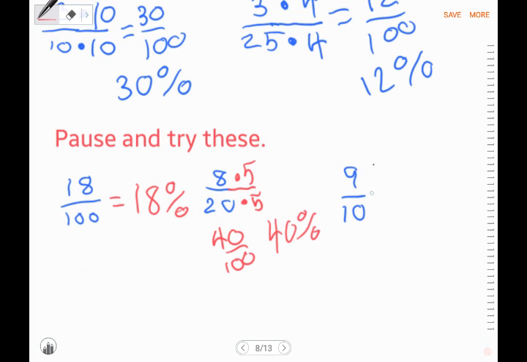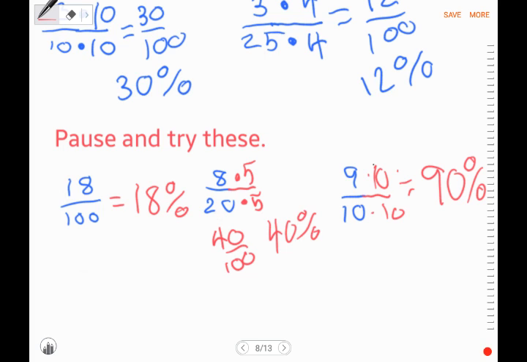Okay, 9 tenths. 10 times what gives me 100? 10 times 10, right? So here we're going to get 90 hundredths or 90%. Okay, that's how we work with converting fractions to percents.